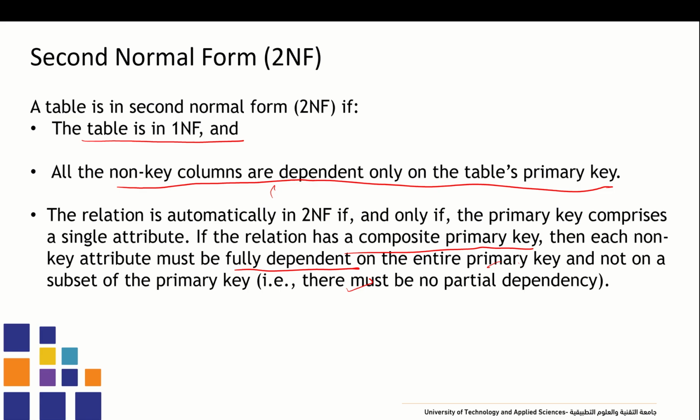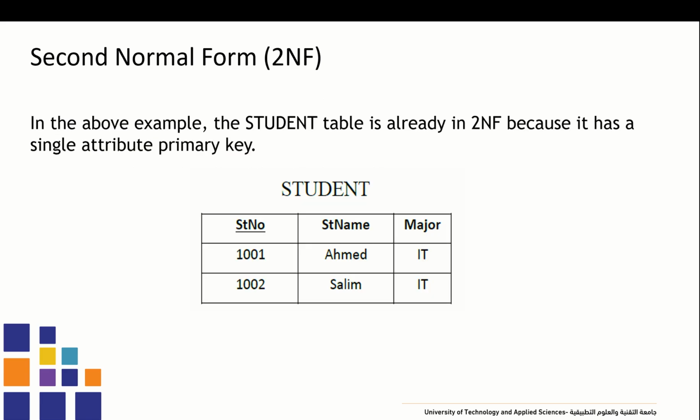So I will repeat, what is the condition for second normal form? First, the table should be in first normal form. Then all the columns should depend on the primary key of the table. If the primary key is one attribute, fine. If the primary key is two attributes, then it should be fully functionally dependent. Okay, now coming back to this example.